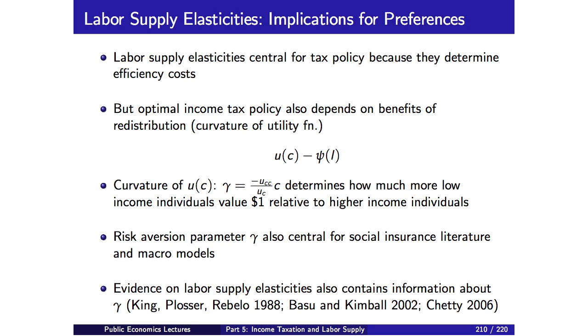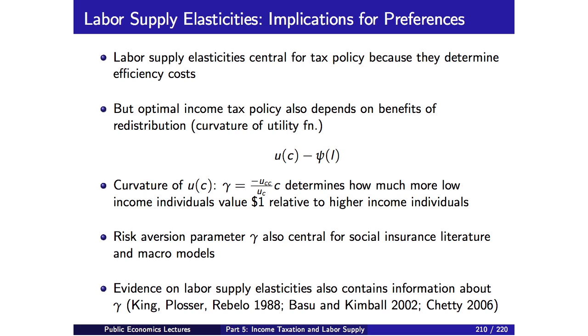I want to make two other points that tie back to the optimal tax literature, and then we'll move on. We've talked at length about labor supply elasticities because they're central for the theory of optimal income taxation that we previously talked about, because they determine efficiency costs. But we also talked about how optimal income taxes depend upon the benefits of redistribution, not just the efficiency costs. What are the benefits determined by? They're determined by your social marginal welfare weights, and one of the critical determinants of those is the curvature of the utility function. That is, how much does the marginal utility of consumption diminish as people have more money?